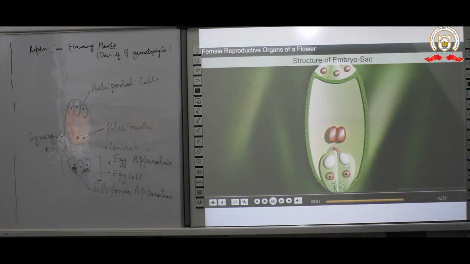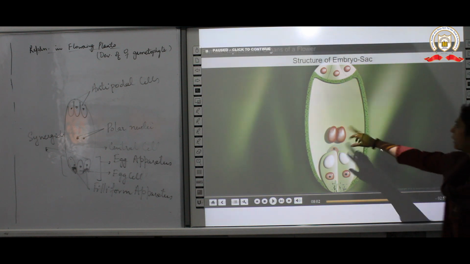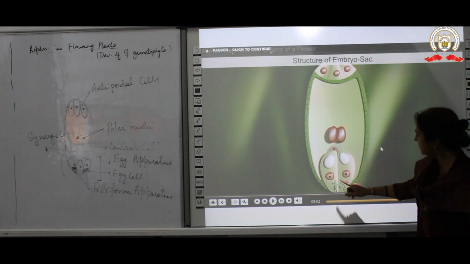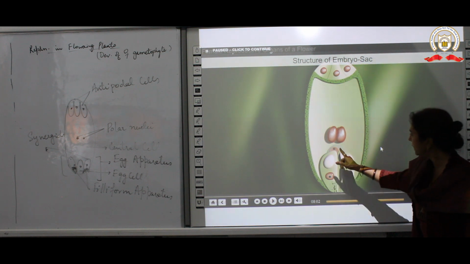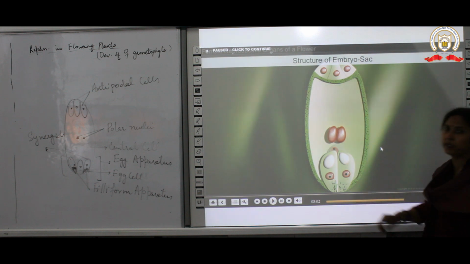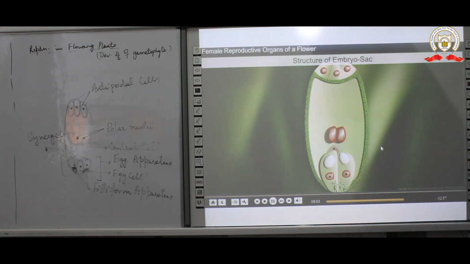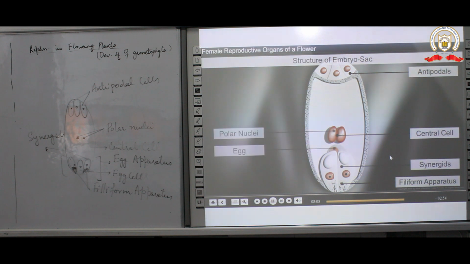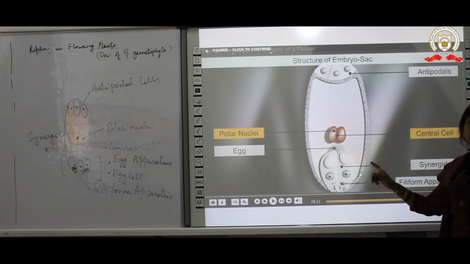You can see this here: the polar nuclei, antipodals, synergids and the egg cell. These 3 cells together form the egg apparatus. This is the complete structure, and these are very important for the diagrams in the board exam. Right, children? So you must practice these diagrams very well. So this was about the development of the female gametophyte or the embryo sac.